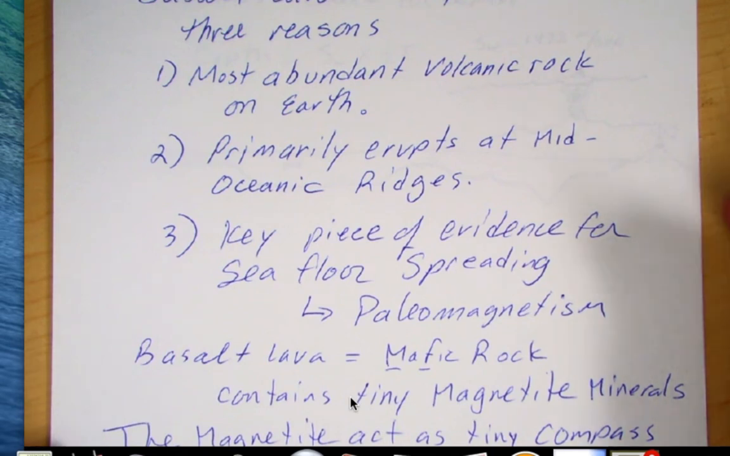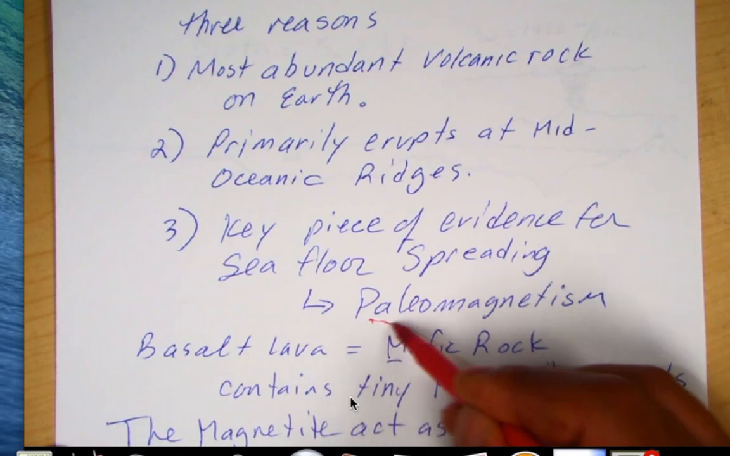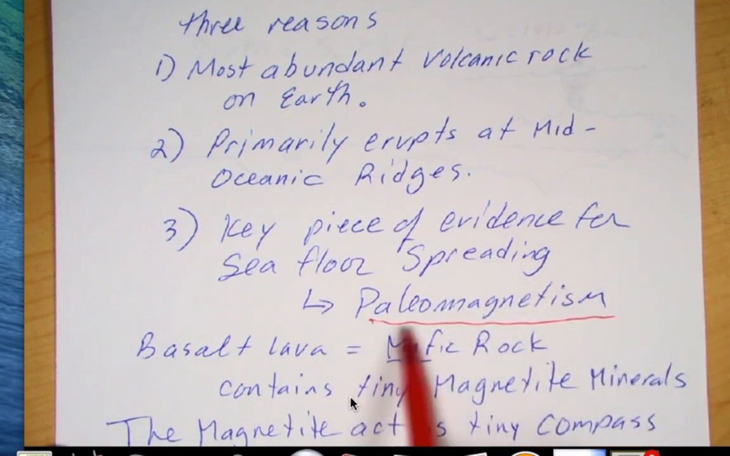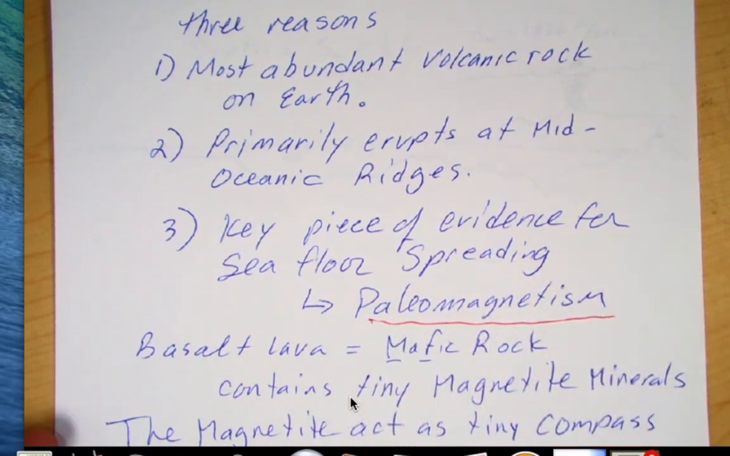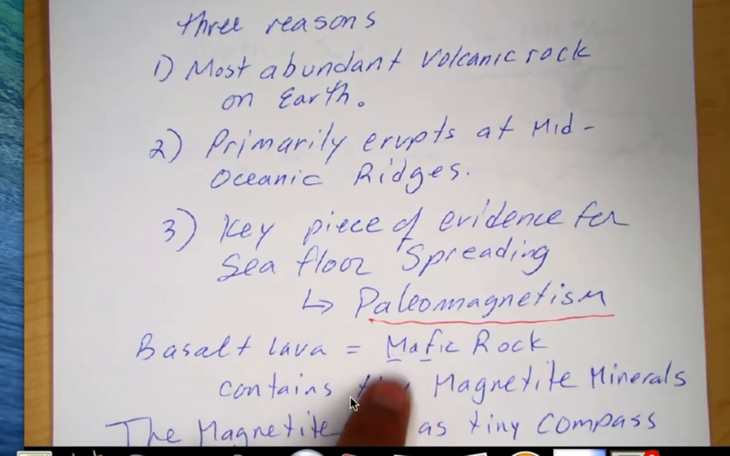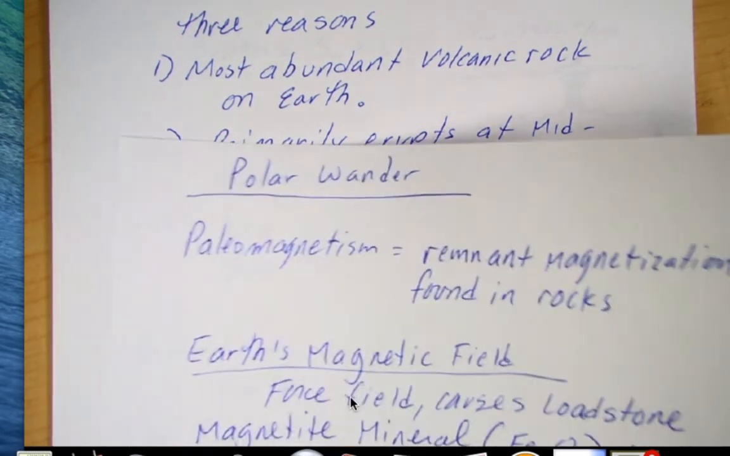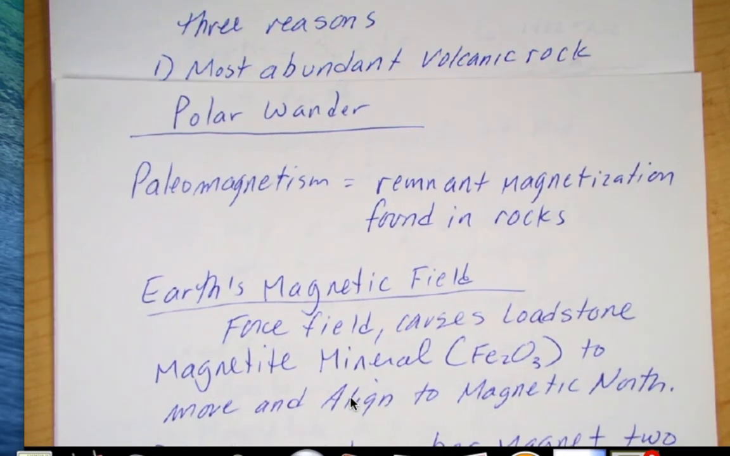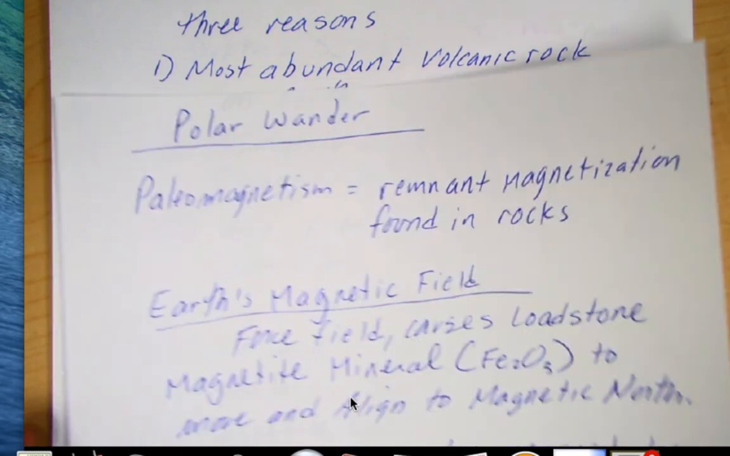seafloor spreading. And so what is this word paleomagnetism? Remember, paleo means ancient, so we're looking at some ancient magnetism, and it's really an ancient magnetism found in rocks. I actually have the definition up here: remnant magnetization found in rocks. So it's a permanent record. The rocks, once they acquire the magnetization, have a permanent record of Earth's magnetic field in the geologic past. So that's where the paleo comes from.